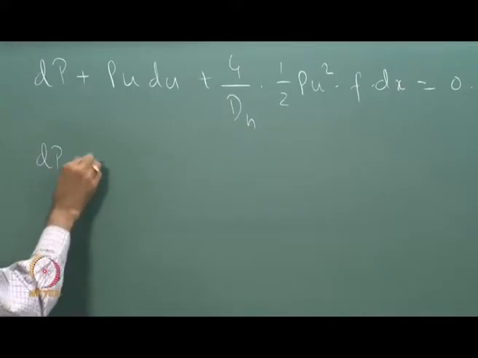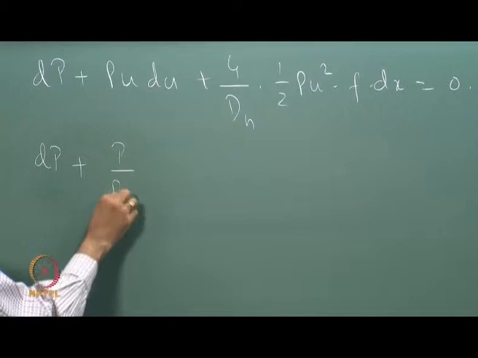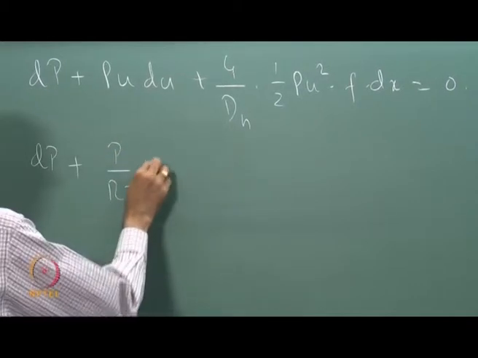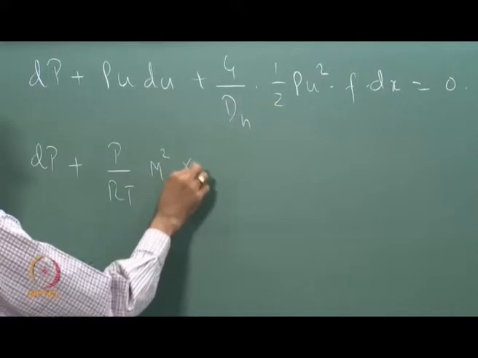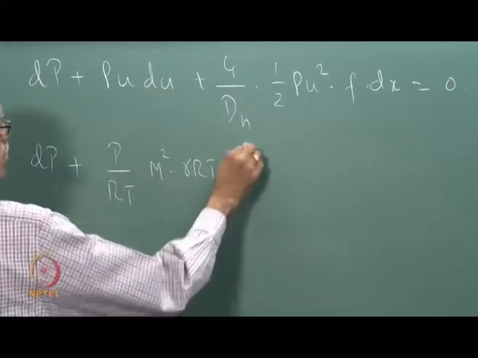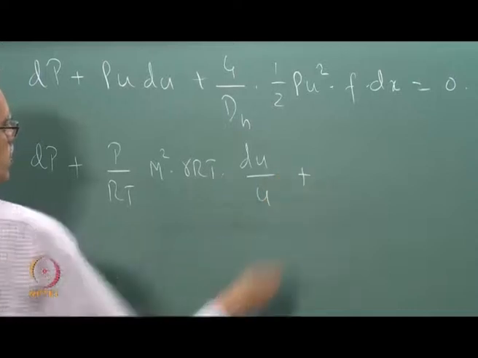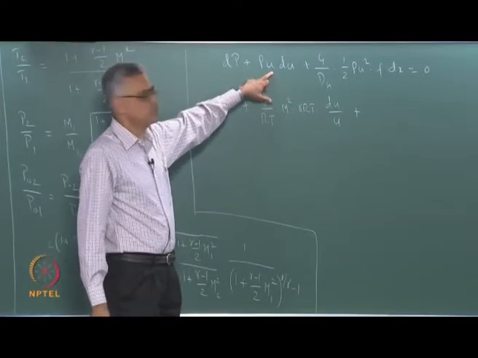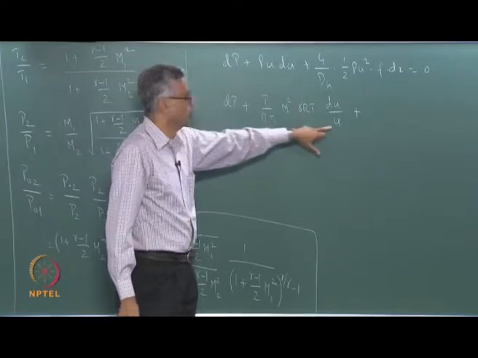And if I make use of the equation of state and the definition of Mach number, I can write this as dP plus P over RT times M square times gamma RT times du over u. Notice that I have multiplied and divided this term by a u. So, I get a u square here and a du over u.